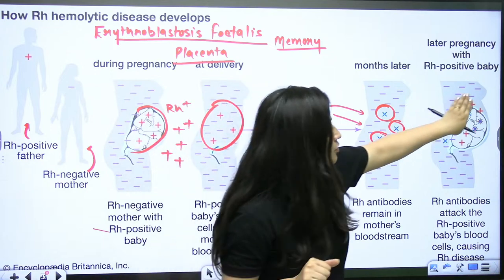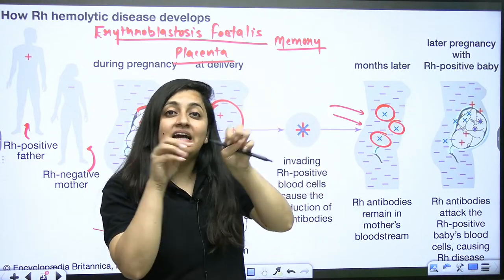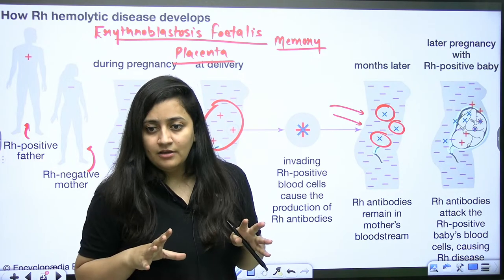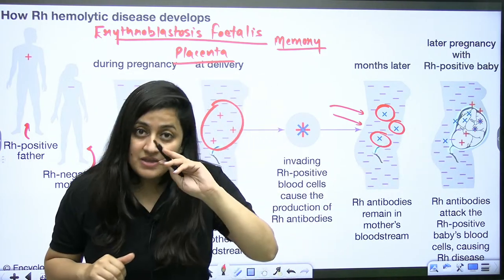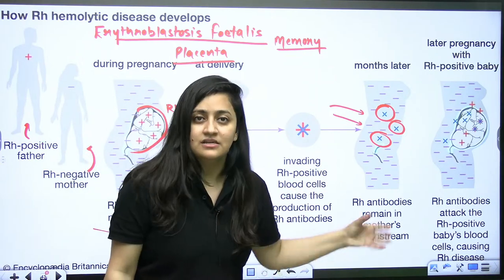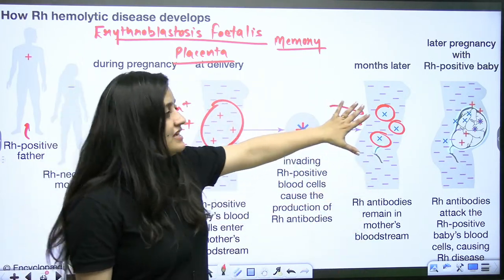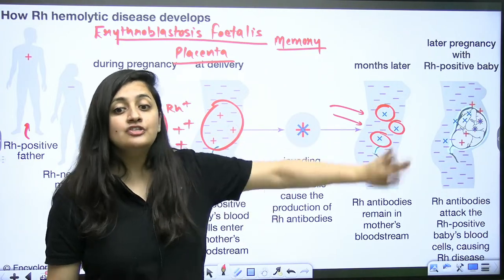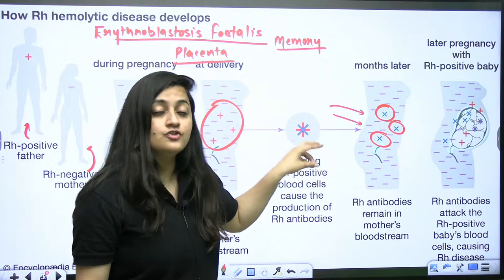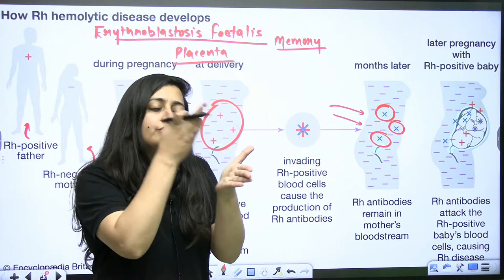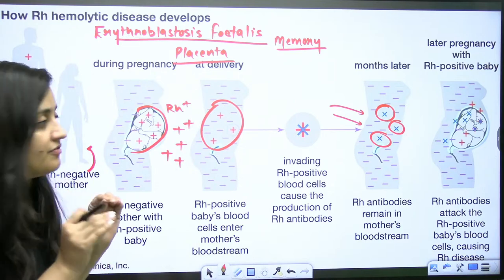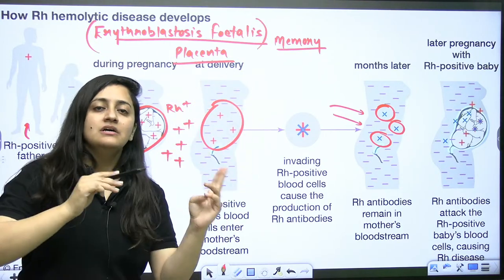Now, during the second pregnancy, let's say again the baby has Rh positive blood group. Already in the mother's body, antibodies are there, so they will immediately attack that fetus's RBCs and destroy them. The baby can have anemia and can even die. Clear, bachche? So that's why after the first pregnancy, doctors generally give injections to destroy the anti-Rh antibodies, so that there will be no complication in the second pregnancy. This is the perfect example to understand the incompatibility of Rh blood groups.